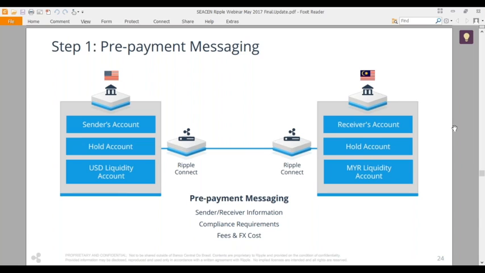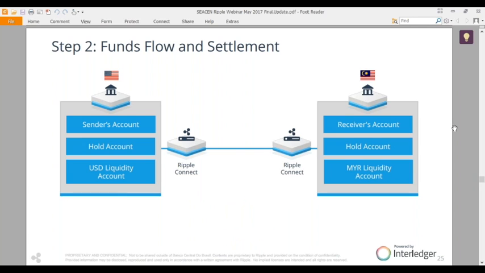After we use the messaging, after the receiving bank confirms that the receiver is an account in good standing, it meets all of its compliance requirements, and they're happy to receive the payment, we'll move to step 2. Step 2 is the actual funds flow. Using Interledger, that set of instructions, two debits occur. At the US bank, imagine this payment is for $100. We'll move $100 from the sender's account to the hold account. At the same time, at the Malaysian bank, we'll move a corresponding amount of currency from the liquidity account to the hold account.